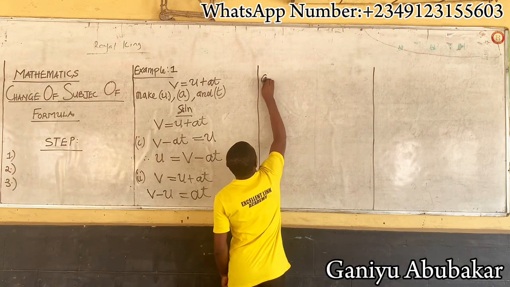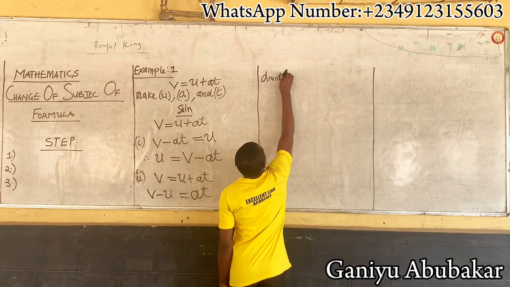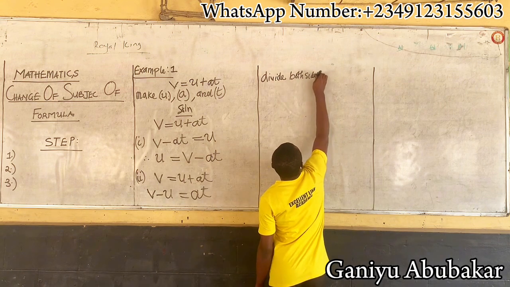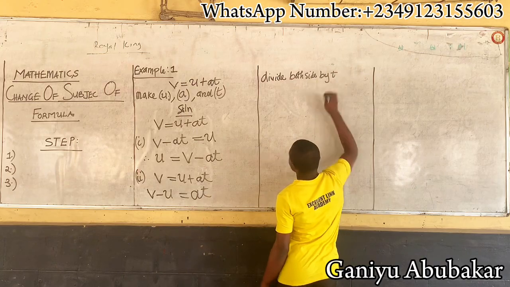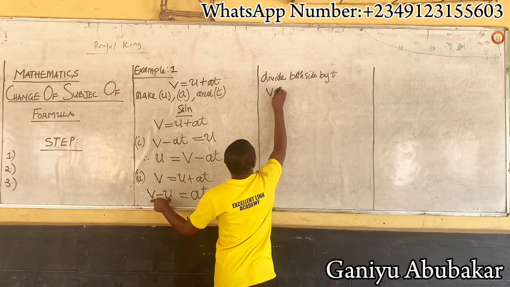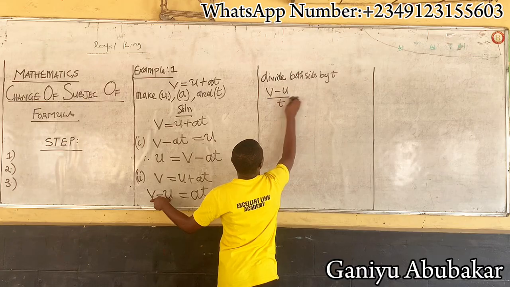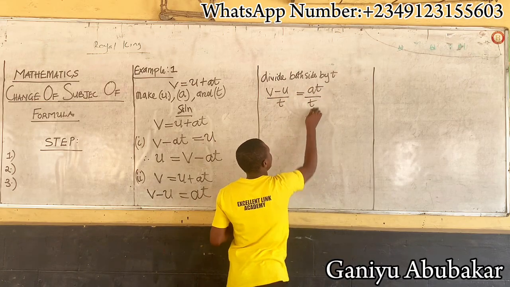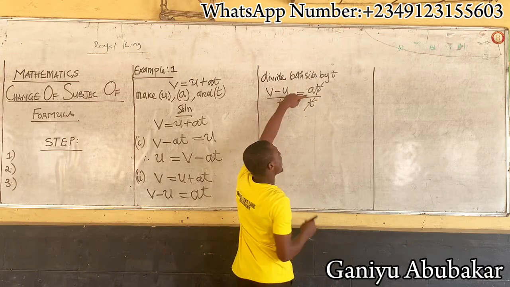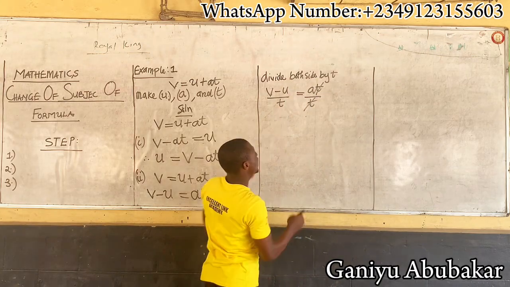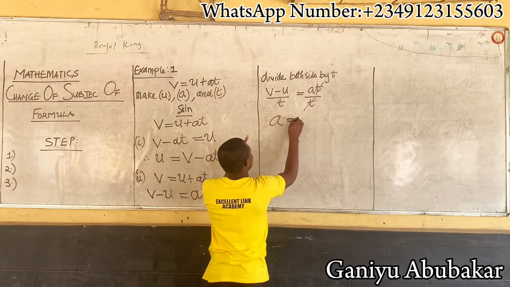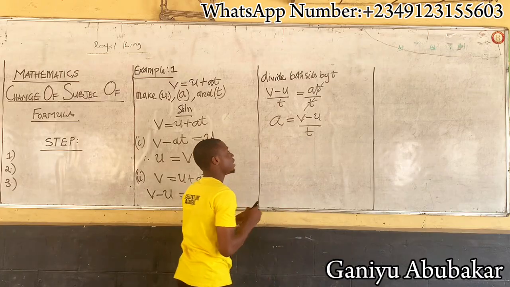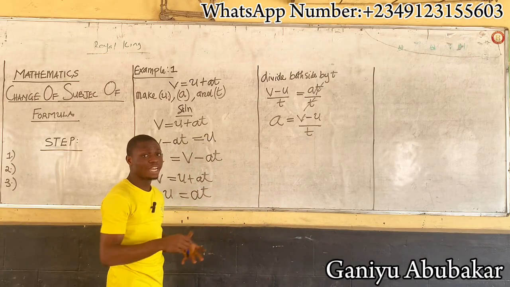So the task now is that I'll divide both sides by t. So I'll have v minus u over t equal to at over t. If this t cancels this t, I can now have only a left. So a is now equal to v minus u over t. In this case here, I have made a the subject of formula.